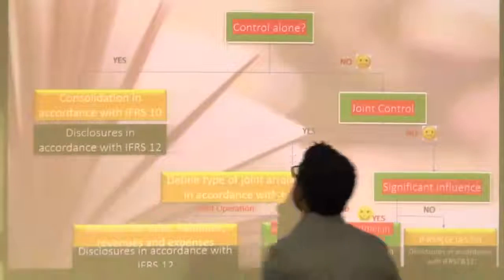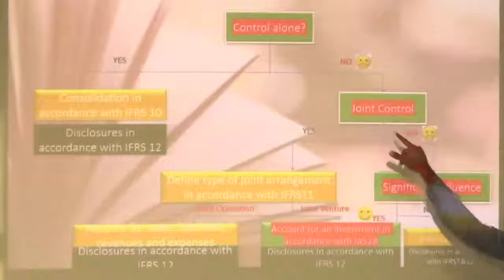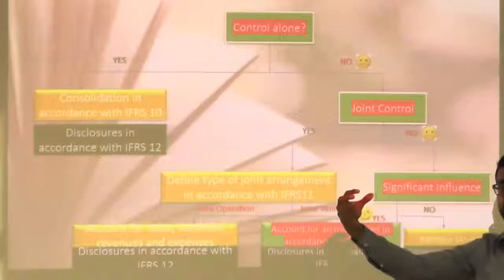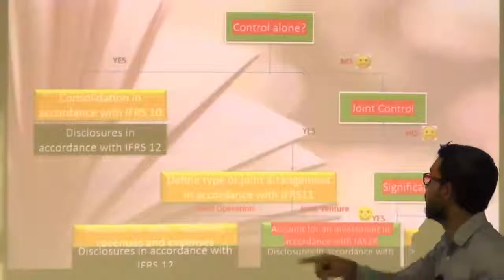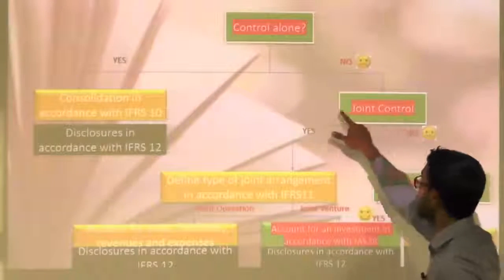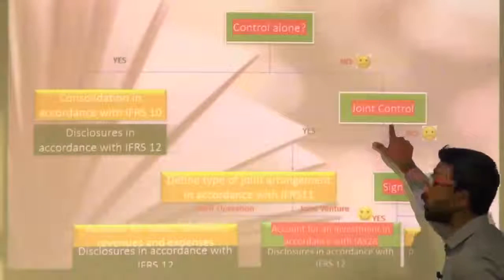On the other hand, you are not controlling alone. If so, you need to see whether some other party is joining with you to control another entity. Yes, if you are not controlling alone, it's joint control.